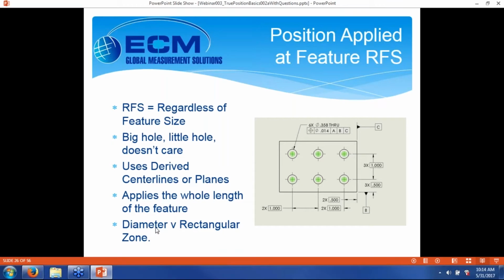And it can come as a diameter or a rectangular zone, depending on if there's the diameter symbol here, or if it's blank or square. Blank or square being the same, and they mean it's going to be a rectangular zone. And typically, it means it only applies in one direction, horizontally or vertically on the print.